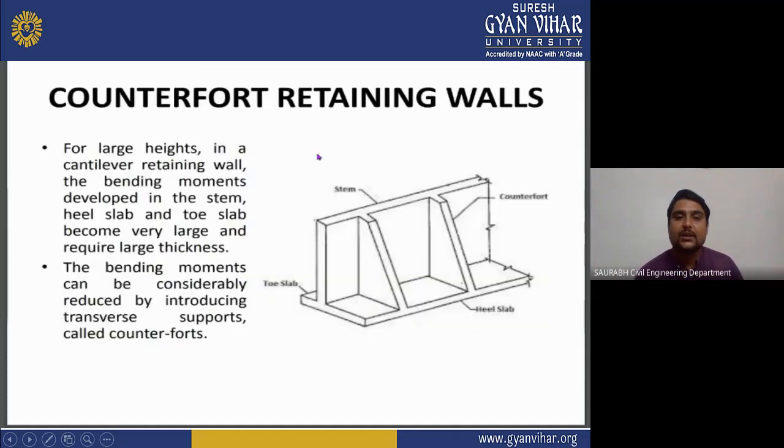Now we will see the counterfort retaining wall. This is for a very large height of retaining wall. In the cantilever retaining wall, the bending moment developed in the stem, heel slab and toe slab becomes very large and requires too large a thickness.